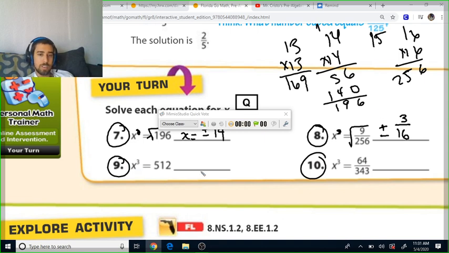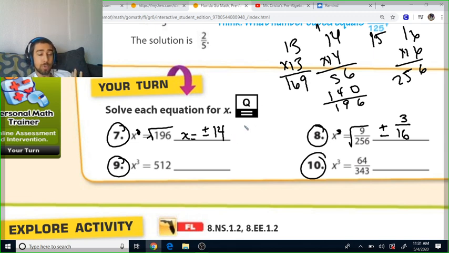Oh, this one. Guys, remember, it's plus or minus 3 over 16. It's plus or minus 14. So if you're just telling me 3 over 16, you're wrong. You will not get this right on the test.